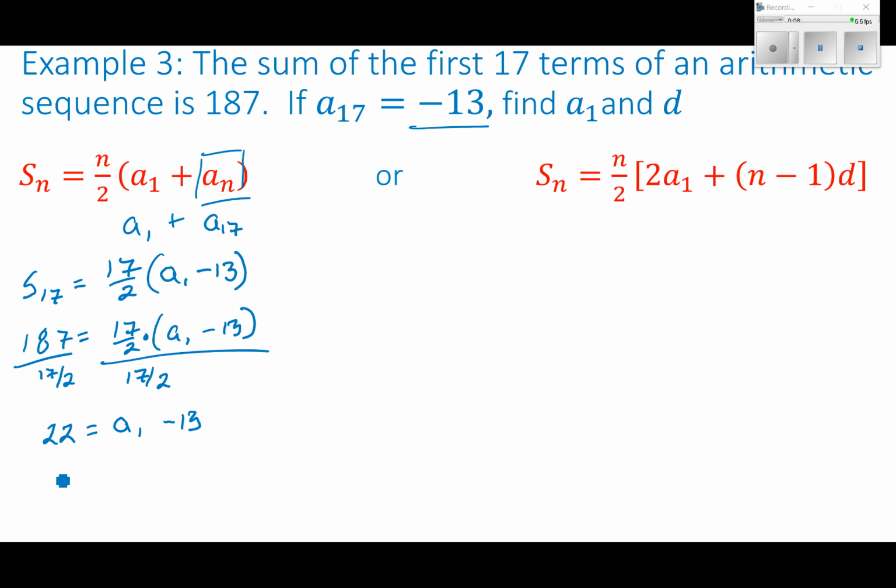Add 13 to each side. It tells me that 35 is going to be equal to a sub 1. So now I do know what my first term is going to be.